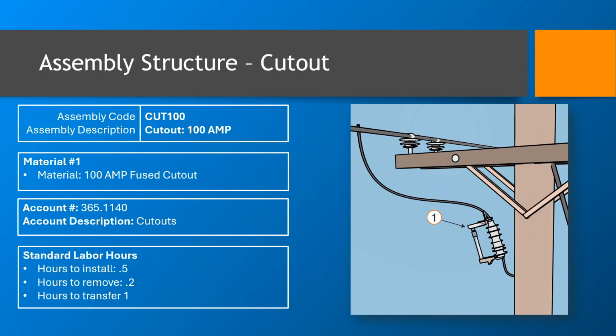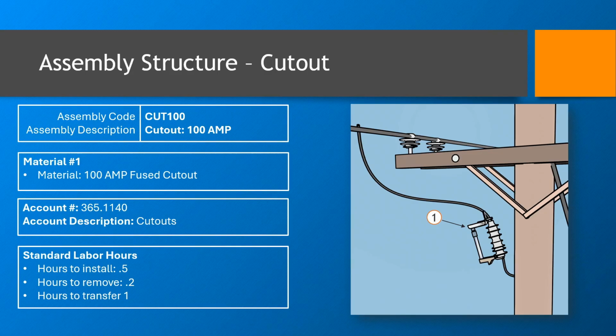Let's look at another assembly. This one is for a cutout, with the assembly code of CUT 100 and an assembly description of cutout 100 amp. Now, not every assembly has to have multiple different materials. A majority of the time, one assembly will often have one material, but the benefit is, on more complex assemblies, you can have as many different types of material as you want.